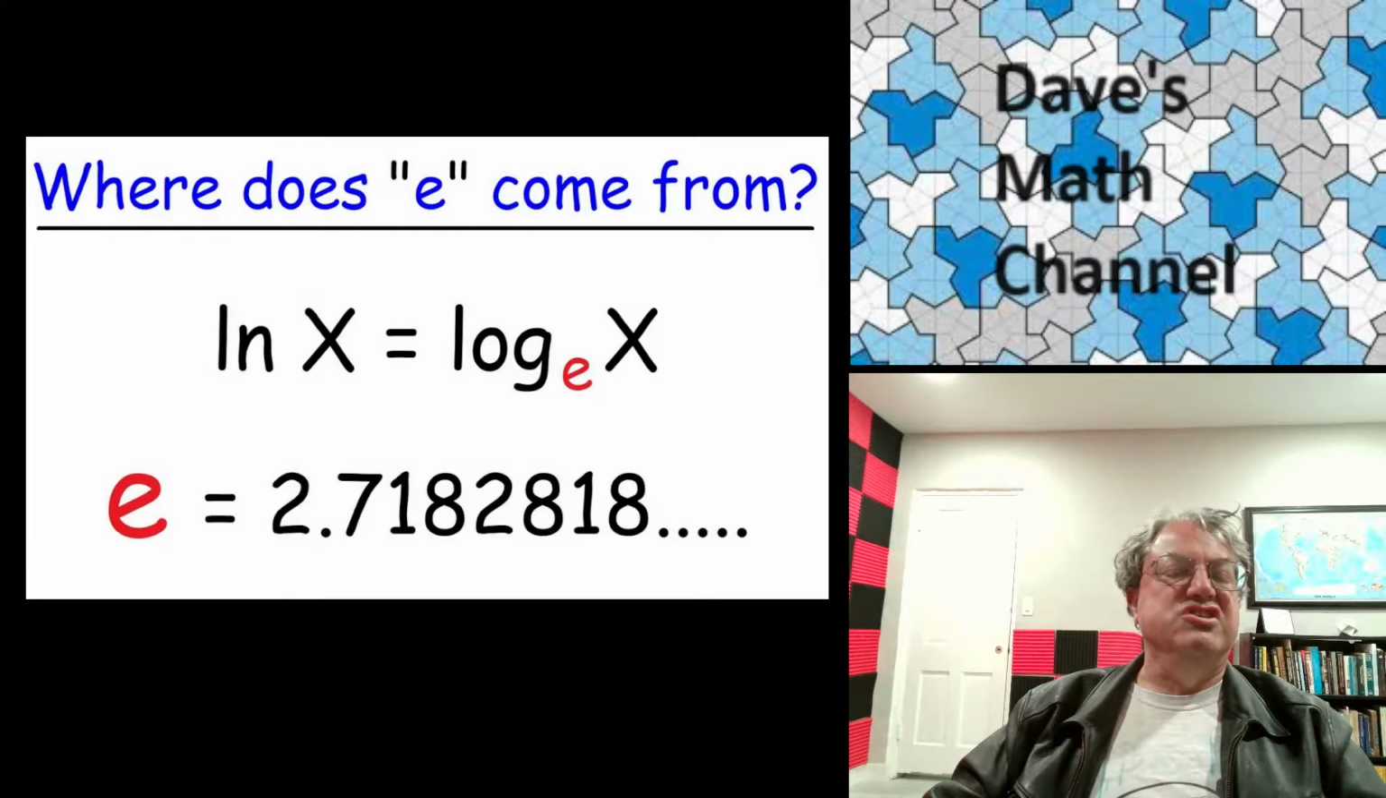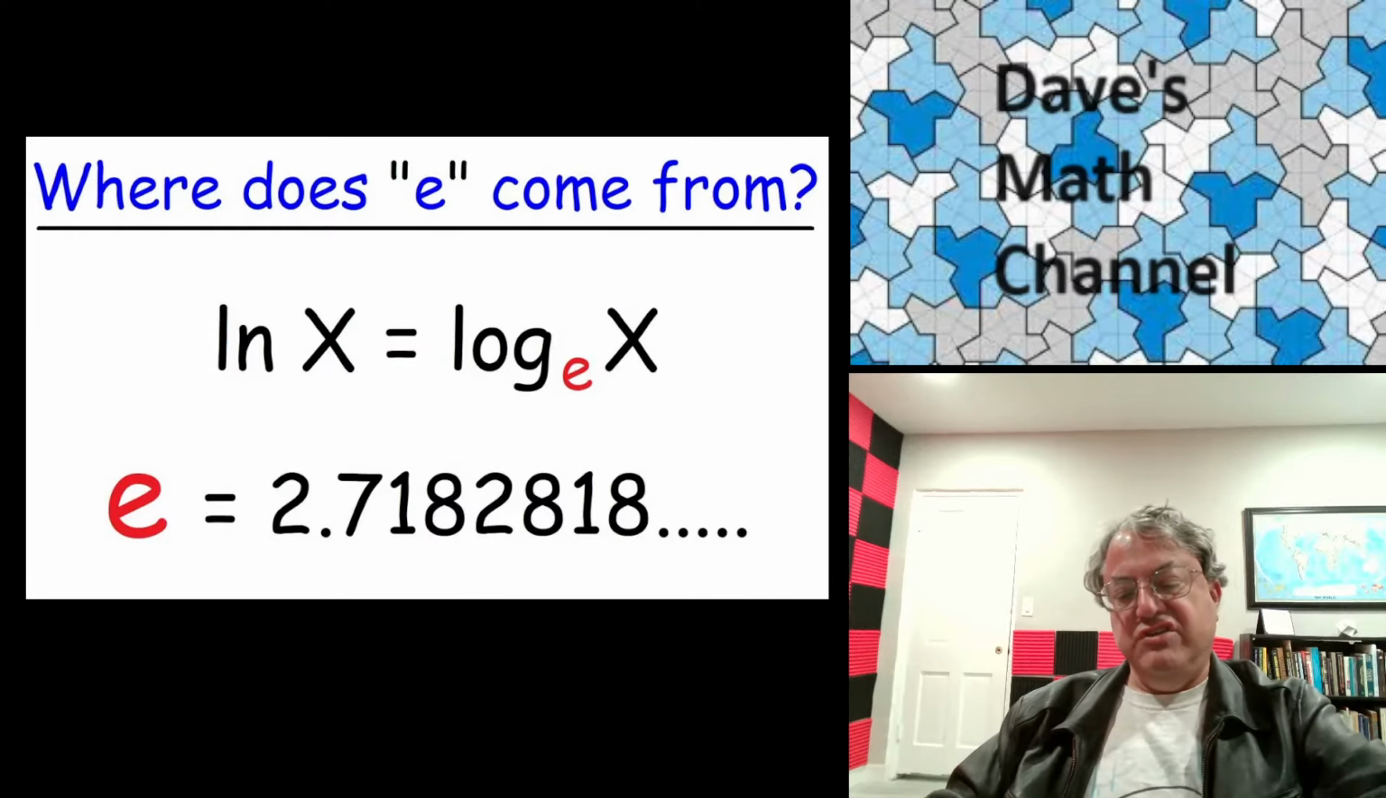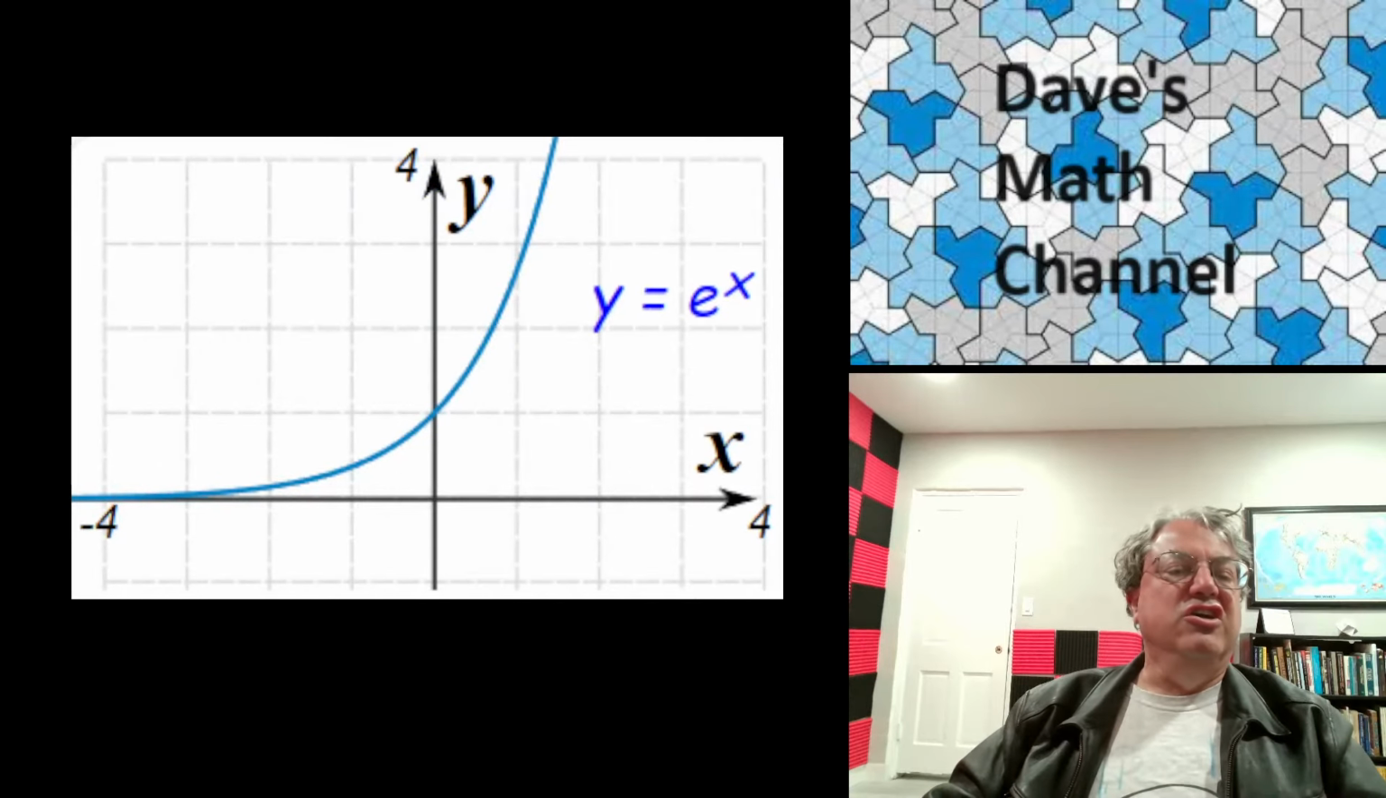So this is just a continuation of the last slide. Where does e come from? Well, it's a type of logarithm. The natural logarithm, ln x, is equal to the base e logarithm of x, where e is 2.71828 approximately. That's kind of what the last graph was showing, and like I said, the inverse of a logarithmic function is the exponential function.